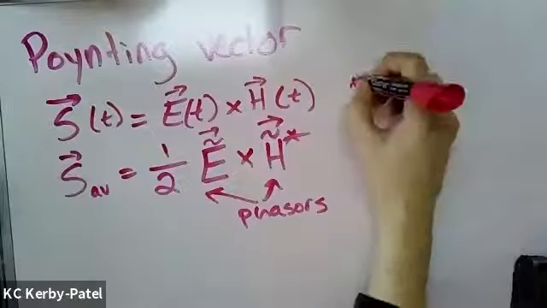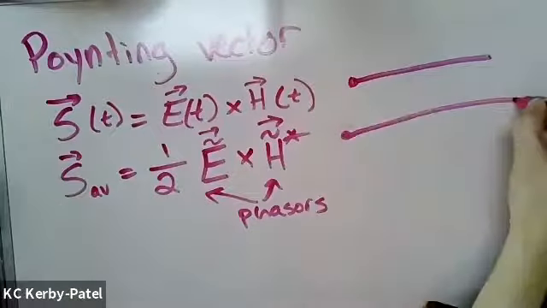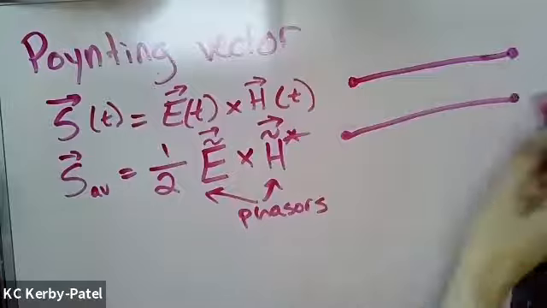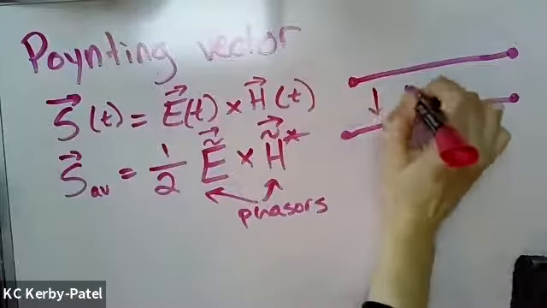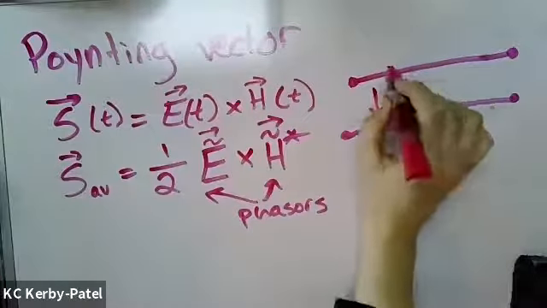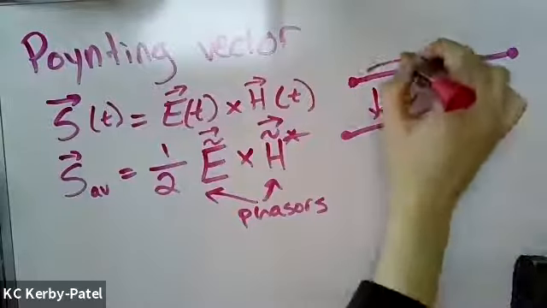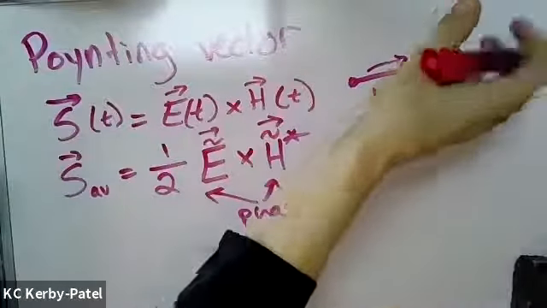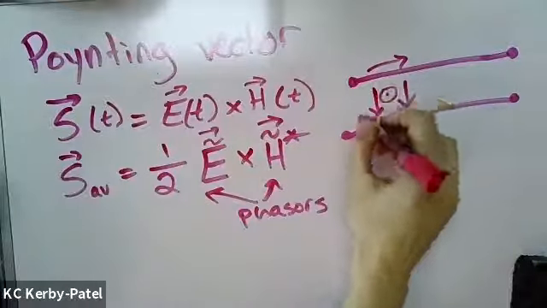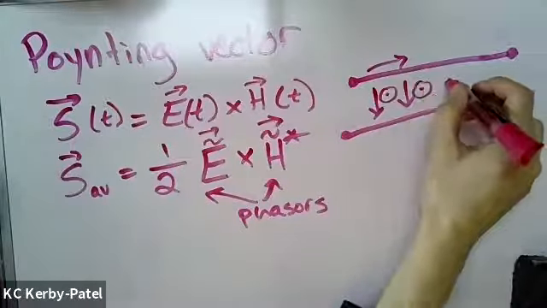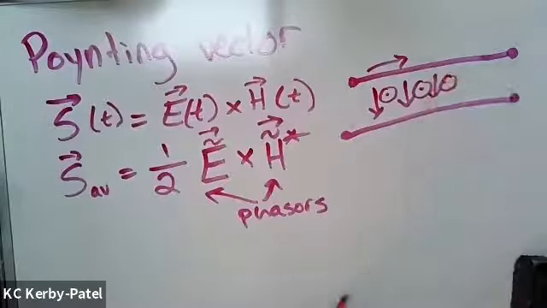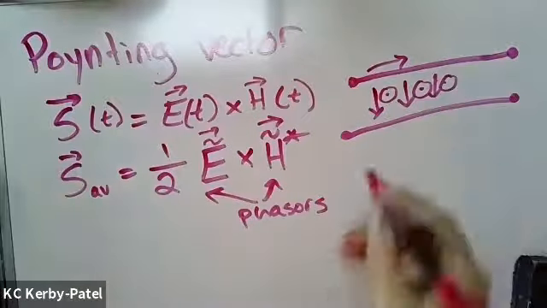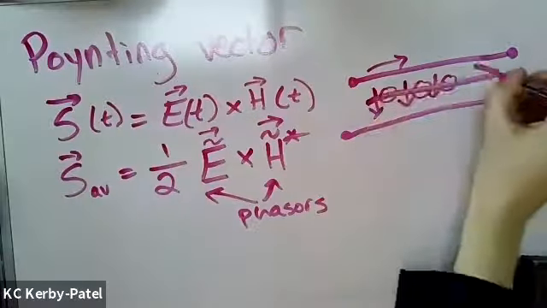So on your transmission line here, your electric field tends to point this way. Your magnetic field usually points in between the wires, right? So doing the grab the wire trick, the magnetic field might be into the board here. And if you figure out E cross H, then your Poynting vector is going to be that way.